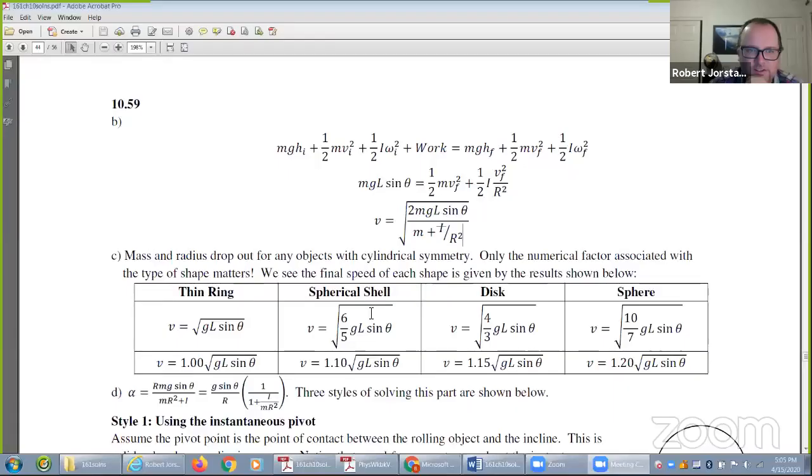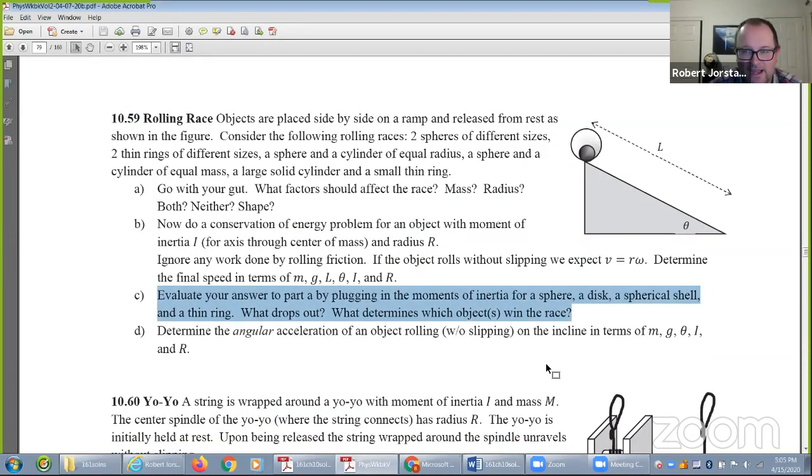All right, and so now I want to show you the question again. This is fun. You can see which object should win a race. So 2 spheres should tie, 2 disks should tie, 2 spherical shells should tie. And then in general, a sphere has mass closest to the axis. That will be the fastest, followed by a disk, followed by the spherical shell, and then finally the thin ring.